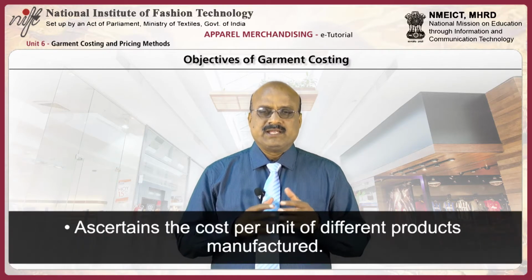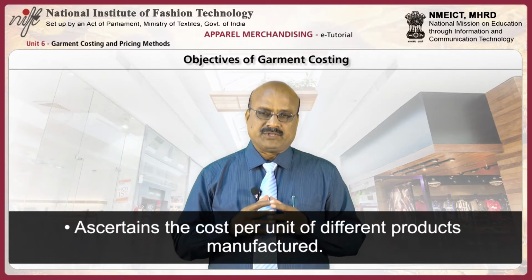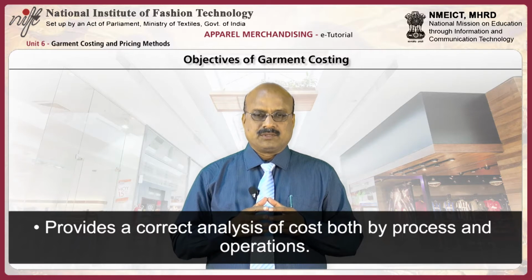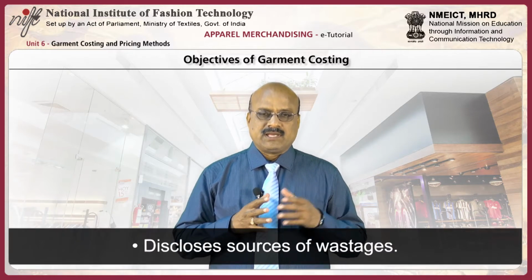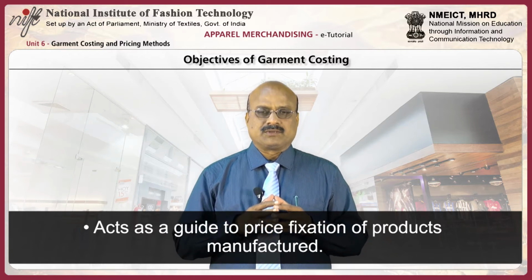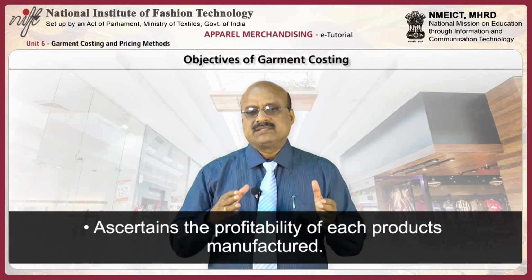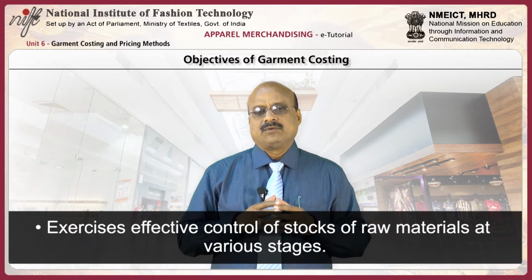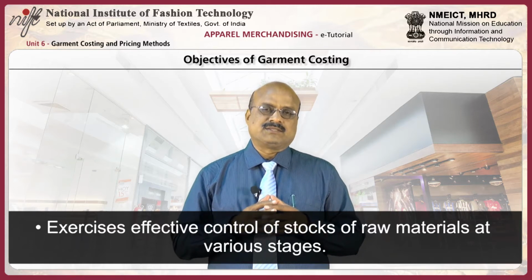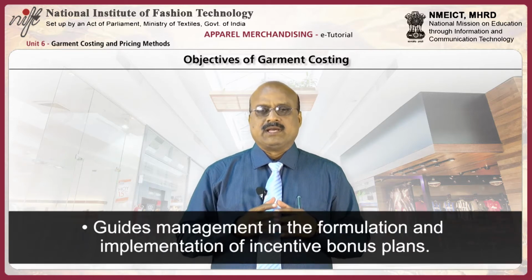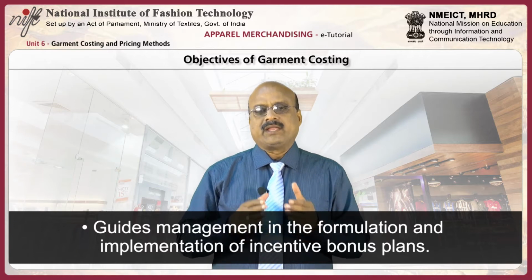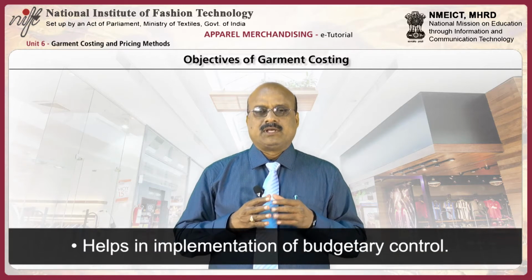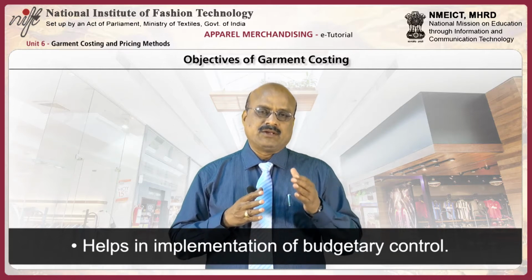Garment costing ascertains the cost per unit of different products manufactured, provides a correct analysis of cost both by process and operations, discloses sources of wastages, acts as a guide to price fixation of products manufactured, ascertains the profitability of each product that is manufactured, exercises effective control of stocks of raw materials at various stages, implements cost control systems, guides management in the formulation and implementation of incentive bonus plans, helps in preparation of budgets, and helps in implementation of budgetary control.